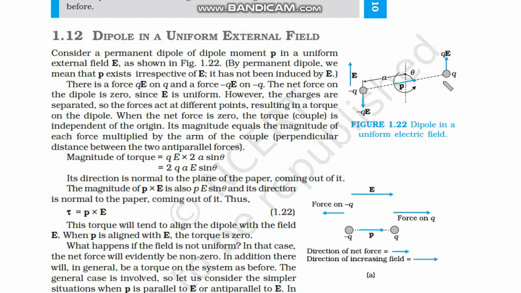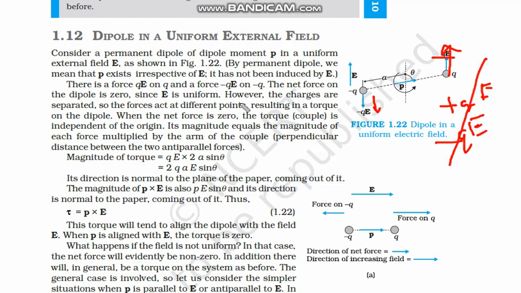The charge is positive, so there is a force QE in this direction. There is an opposite force, minus QE, in this direction. The net force on the dipole is 0. Why? One force is positive QE, another is minus QE, so the forces cancel out.